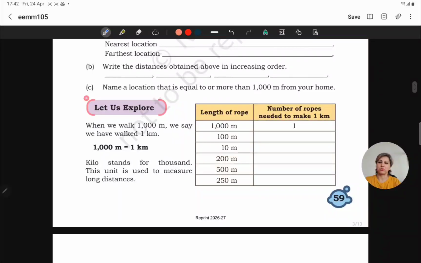Let us explore. Now to measure the longer distance, the unit that we use is a kilometer. Kilo stands for 1000. So hence we write that 1000 meter make 1 kilometer. So this is another one that you have to keep in mind, that 1000 meter is equal to 1 kilometer.